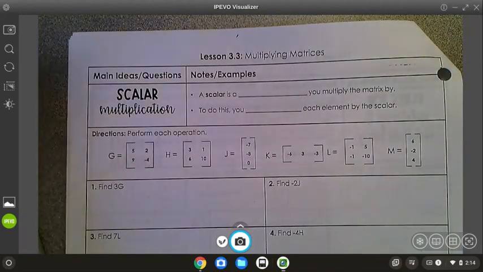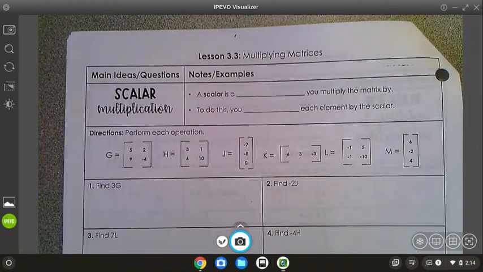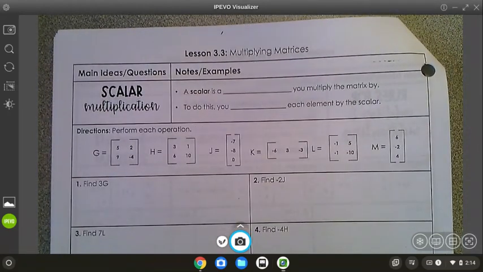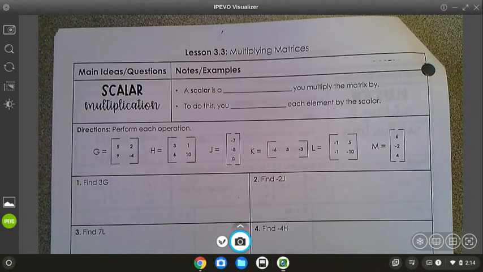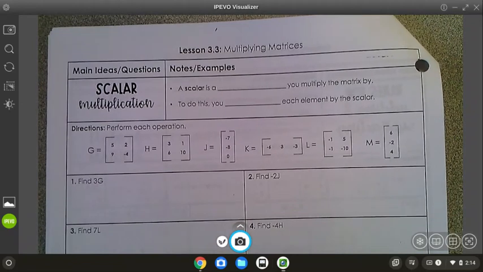3.3 is over multiplying matrices. And multiplying matrices is quite a bit different than adding or subtracting. You would think it's similar, in adding and subtracting, you add the numbers in the same spots. You subtract or whatever. Multiplying is not like that. You don't do that. There's actually two different types of multiplication we're going to talk about.